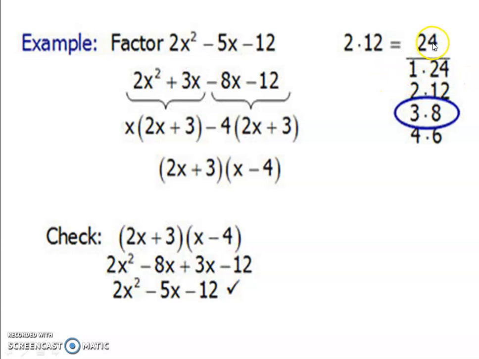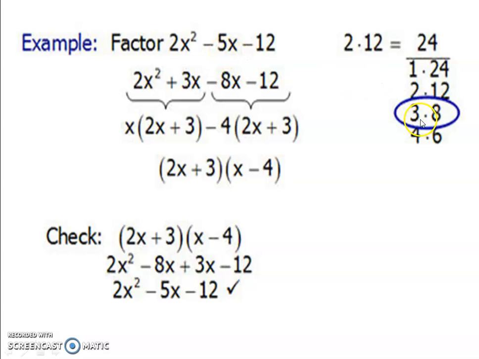What trick do we have to apply? We have to split up 24's options. 1 into 24 is the first option, 2 into 12 is the second option, 3 into 8 is the third option, and 4 into 6 is the last option. Why do we have to choose 3 into 8? We know that if I take 8 minus 3, I derive the final answer, minus 5.